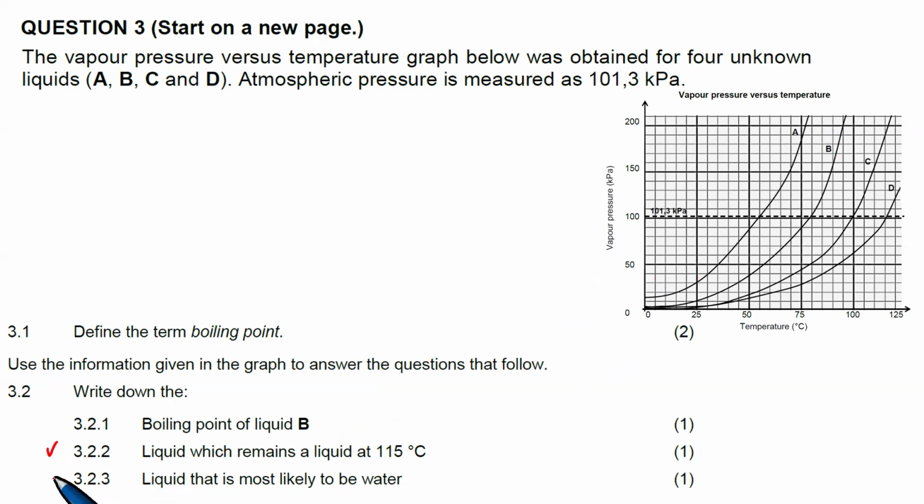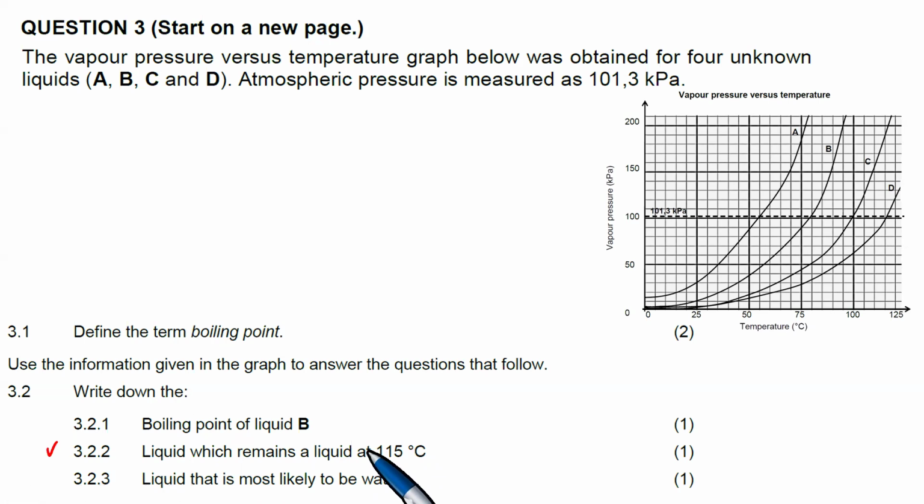Now we're looking at 3.2.2. In 3.2.2, it says: write down the liquid which remains a liquid at 115 degrees Celsius.